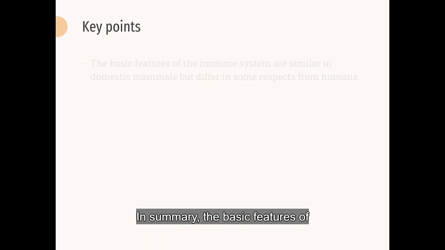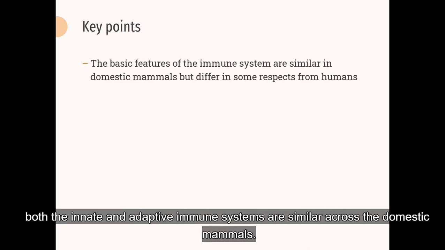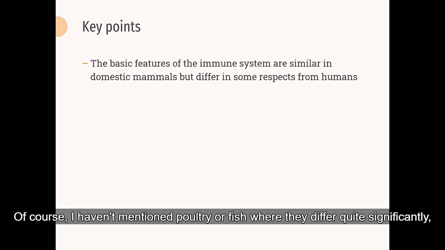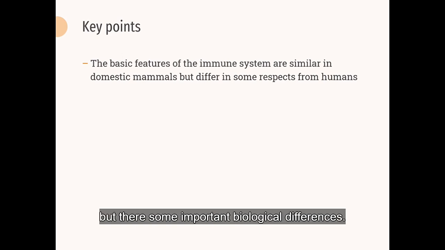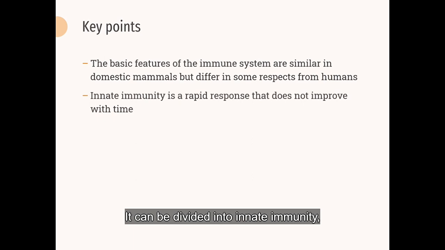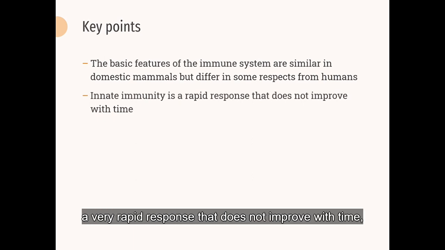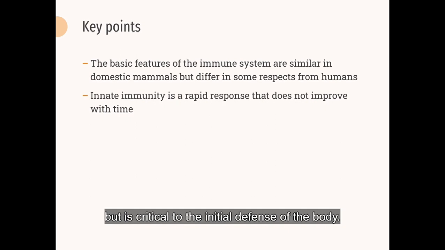So in summary, the basic features of both the innate and adaptive immune systems are similar across the domestic mammals. Of course, I haven't mentioned poultry or fish, where they differ quite significantly. But do not assume that the immune system in domestic species is the same as in humans. The basic principles are the same, but there are some important biological differences. It can be divided into innate immunity, a very rapid response that does not improve with time, but is critical to the initial defense of the body.